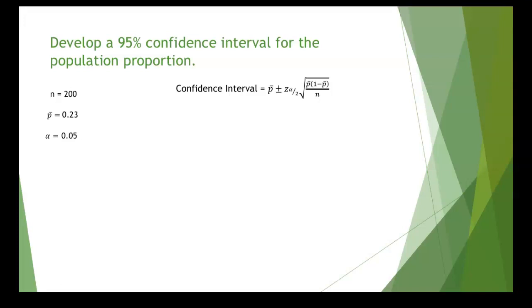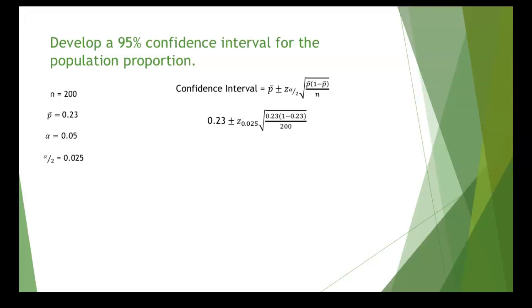The Z-score for alpha divided by 2. So our alpha in this case is 0.05. We get that by taking 1 minus the confidence level. But in the formula, we need alpha divided by 2. So alpha divided by 2 will equal 0.025. We have that now over on the left side as well. So now we can just start filling in all of the pieces that we know into our confidence interval formula.